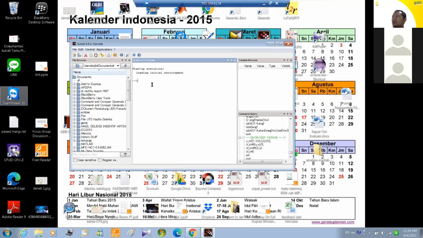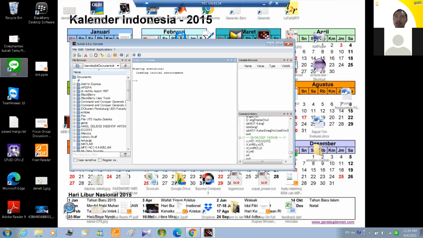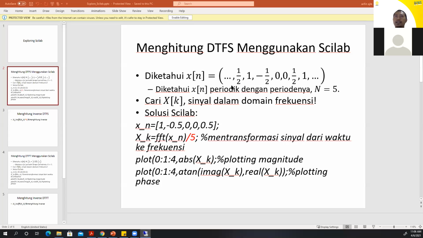I want to compute the discrete time Fourier series using Scilab. Allow me to share some screen. Okay, can you see the screen? Yeah. How to compute the discrete time Fourier series of some signal using Scilab.